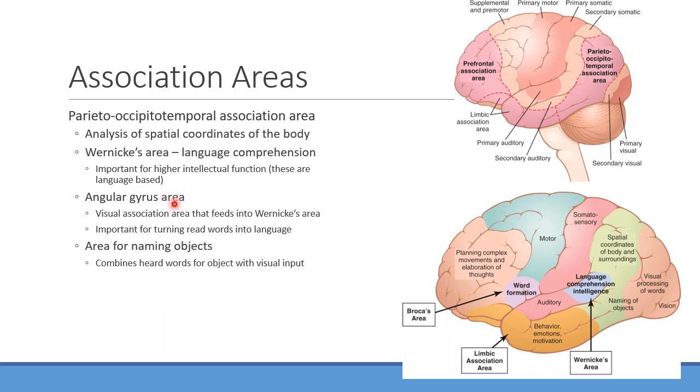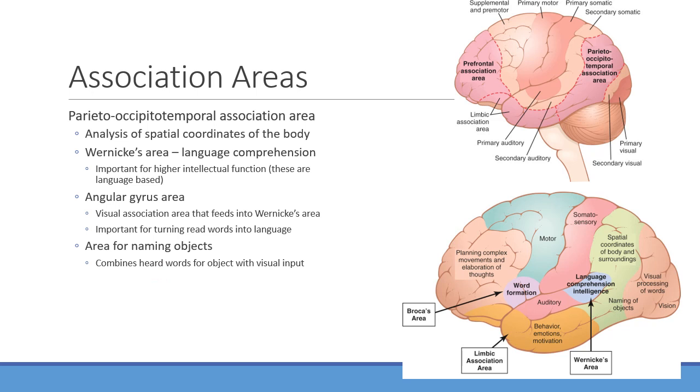We're going to have this angular gyrus area, which is located around here. Basically, it helps with visual association. It feeds into Wernicke's area. So if I was reading something, I can turn read words into language itself, right? So if I read the textbook and convert that into, okay, I'm talking about association areas, whatever it happens to be. Another area is for naming objects.